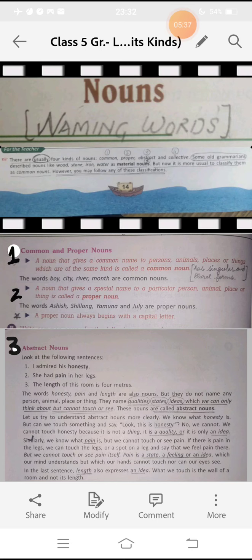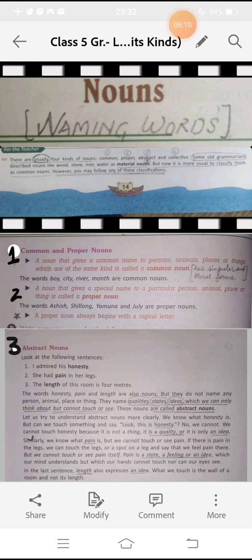As you cannot see them, as you cannot touch them, so you are not clear what actually they are. Actually, they are the names of qualities, states, or ideas which we can only think about but cannot touch or see. Such nouns are called abstract nouns. To get a clear view, look at the examples given numbered 1, 2, 3.